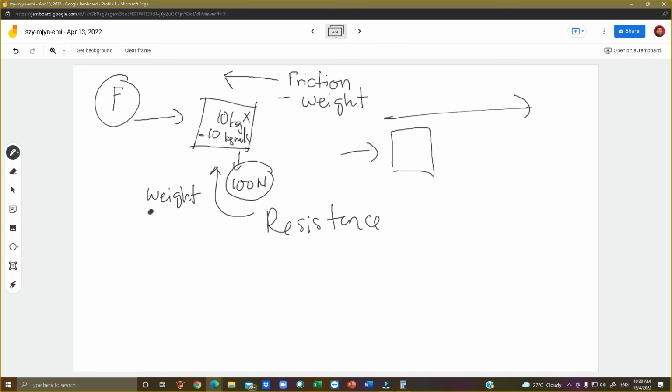The object is 100 Newton. In other words, you have friction with a value of 100 Newton. So how much force do you need in order to make this object move that way? How much F?